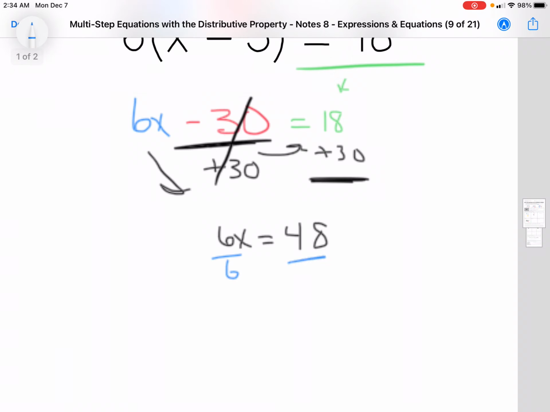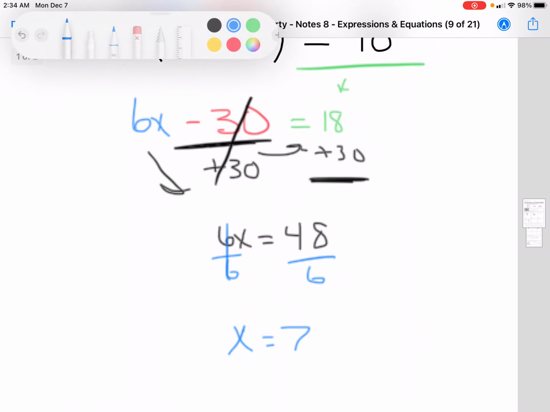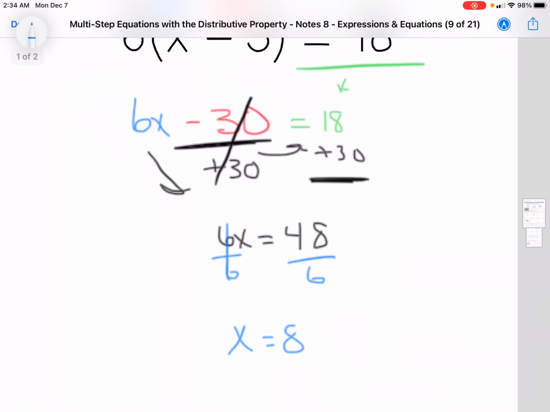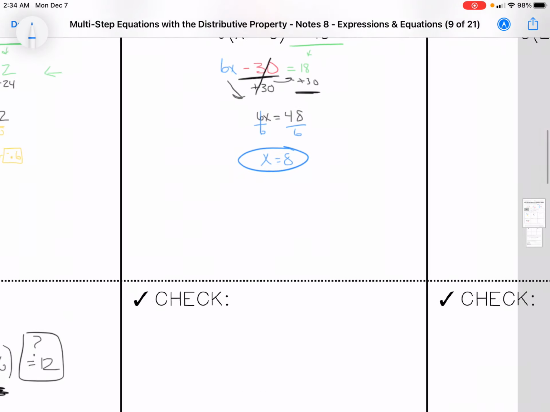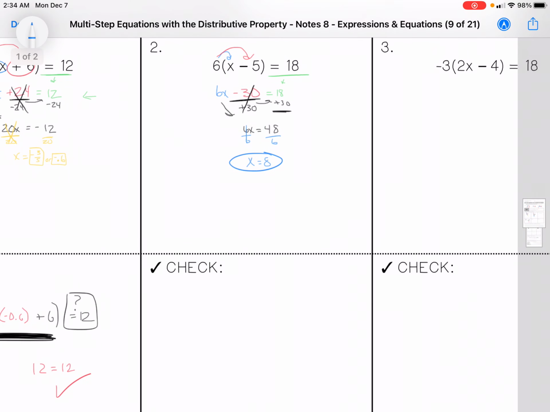Divide by 6. x is going to equal, oops, Coach Spartan can't divide. This x is going to equal 8. All right, how do we check that? Well, we just plug that 8 back into where x was, okay?